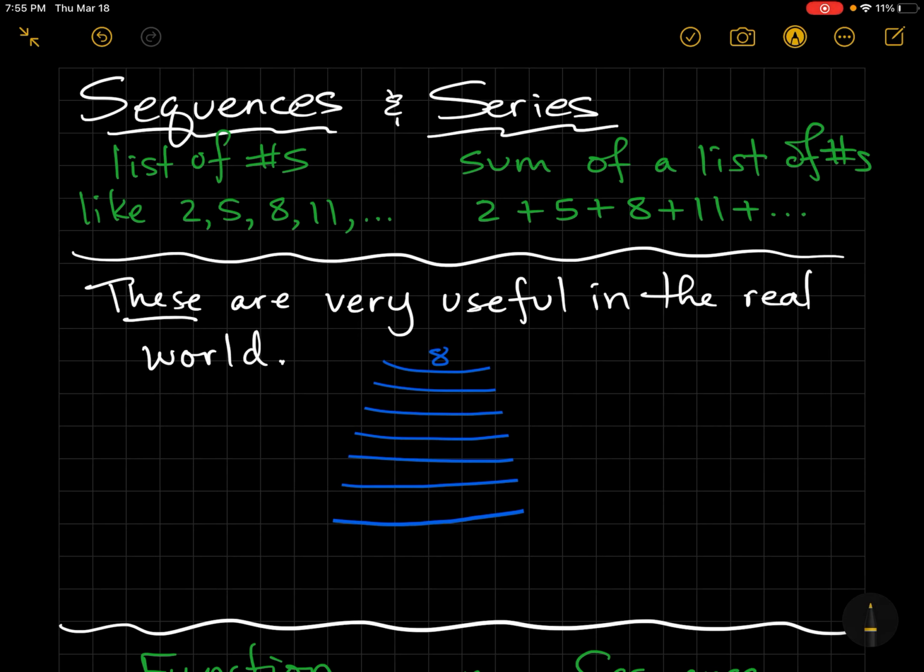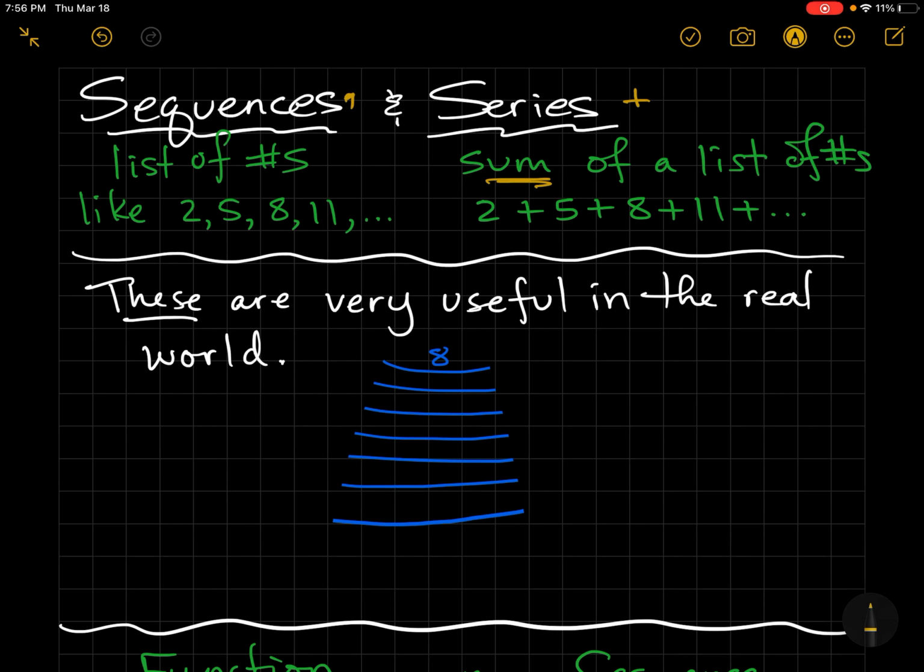They can have a beginning and an end, like maybe the sequence might only be 7 numbers, or they can go on forever. Now with series, this is the sum of a list of numbers. For example, 2 plus 5 plus 8. So the biggest difference is sequences, I always think commas, and for a series, I always think addition.